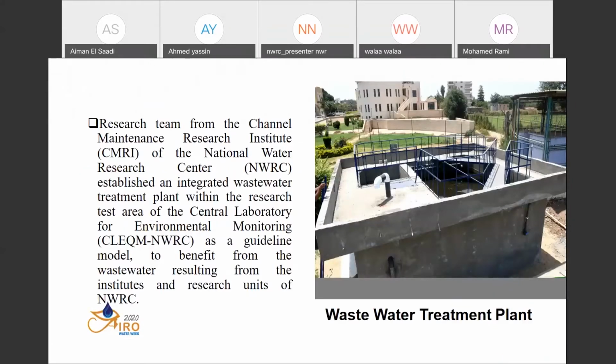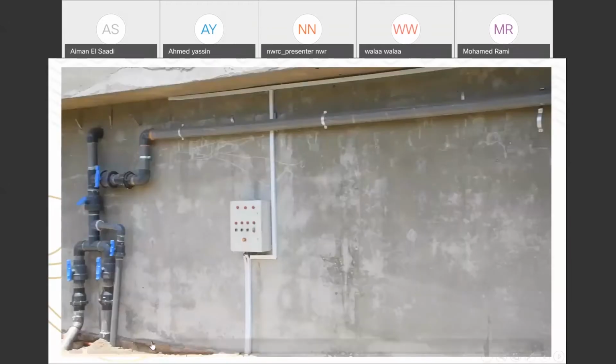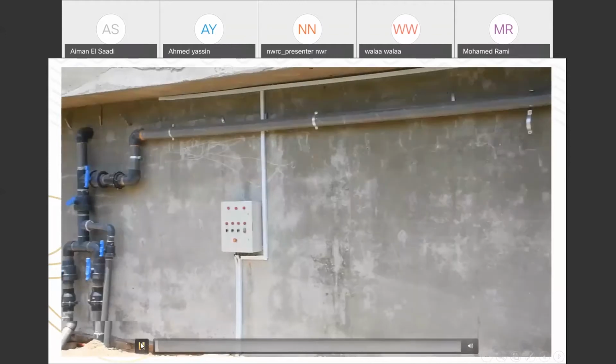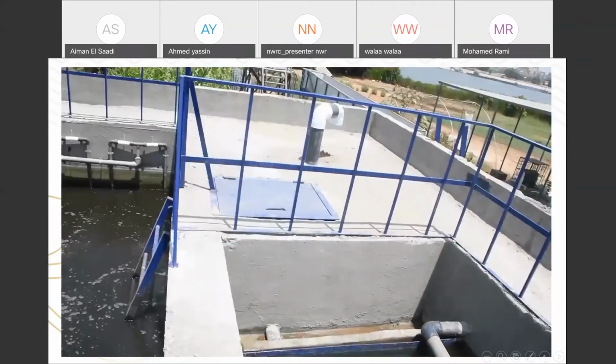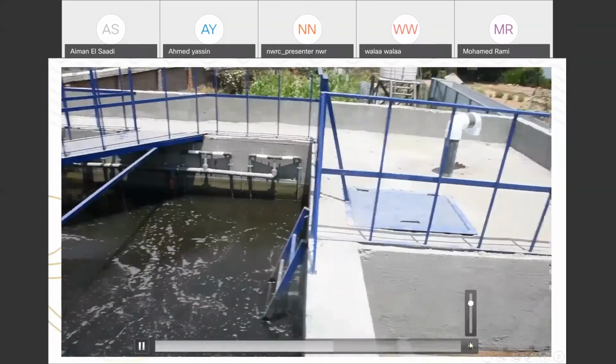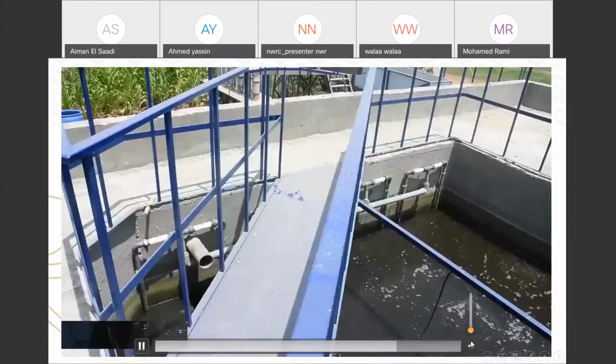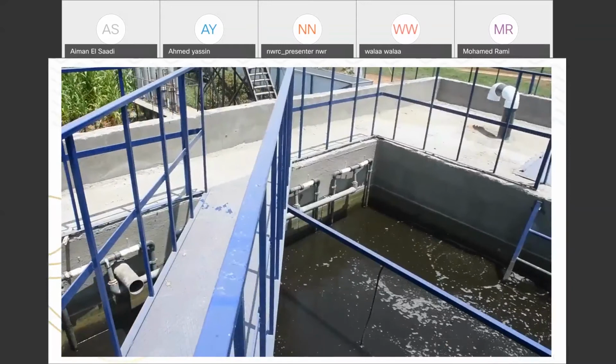A research team from the Channel Maintenance Research Institute, which follows the National Water Research Center, established an integrated wastewater treatment plant within the research test area of Kilikam as a guideline model to benefit from the wastewater resulting from three administration buildings. The video film shows an overview of the treatment plant.